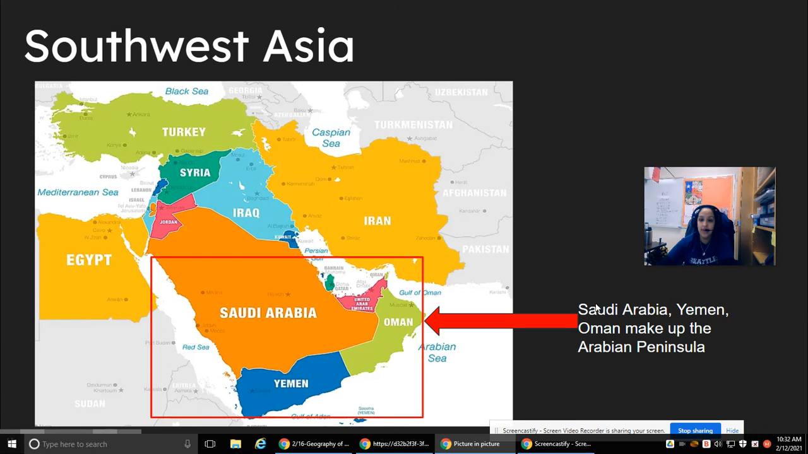So we have Saudi Arabia, Yemen, Oman, and they make up what is called the Arabian Peninsula. So these countries, and then of course United Arab Emirates. These countries are surrounded by water, and it's the Red Sea on the west, the Arabian Sea that is south, and then you have the Persian Gulf and the Gulf of Oman to the east. So when they're sticking out like that, that is called the Arabian Peninsula, which is in the Middle East or Southwest Asia. Okay.